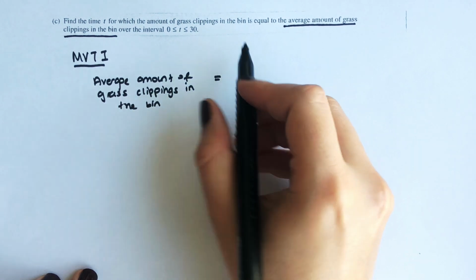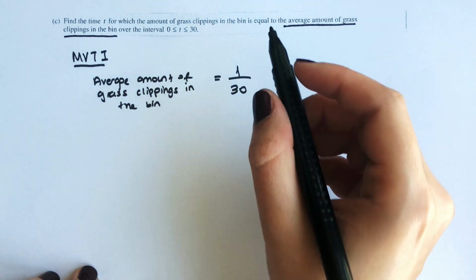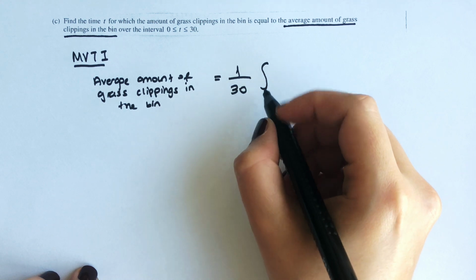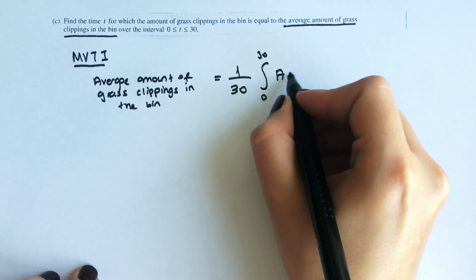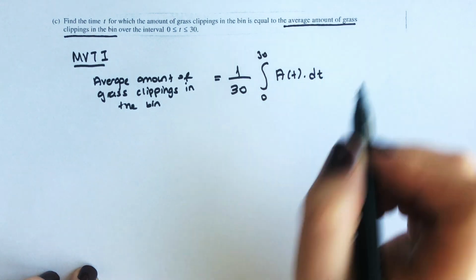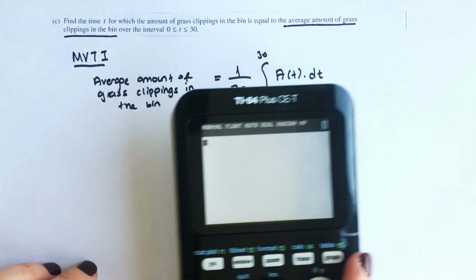equals 1 over 30, because our interval is 0 to 30, and we are going to set up an integral from 0 to 30 of A(t) dt. We need to evaluate this integral using the calculator.